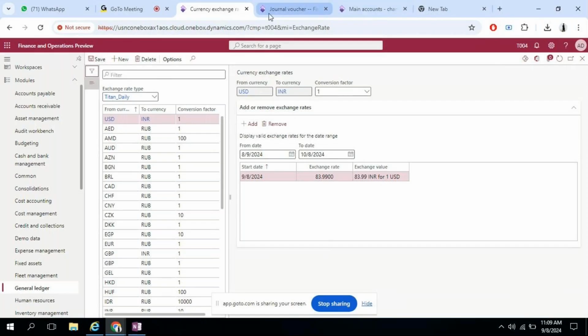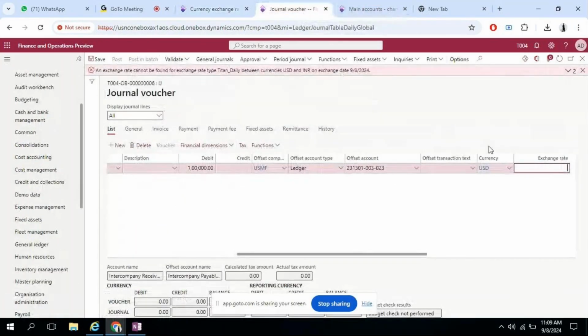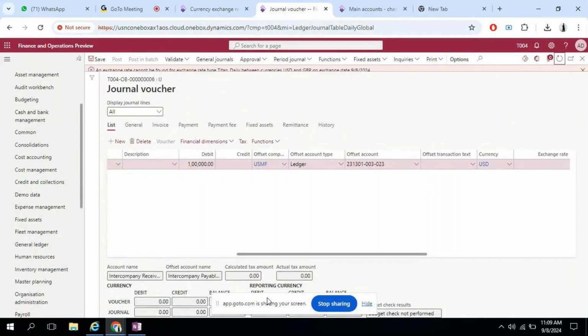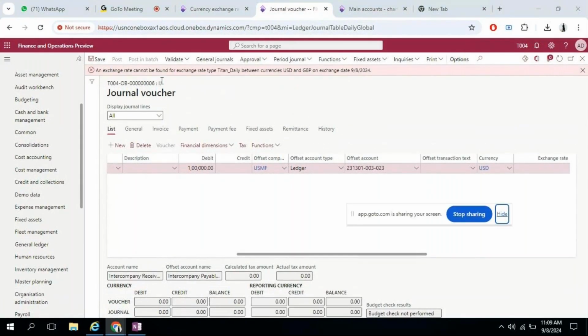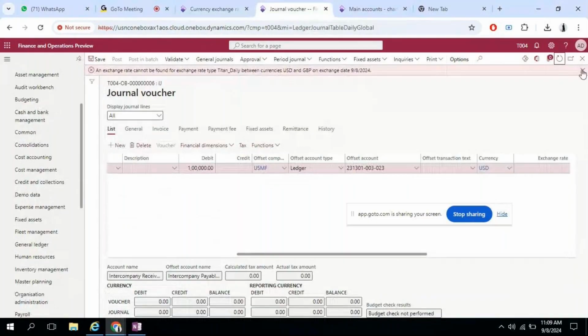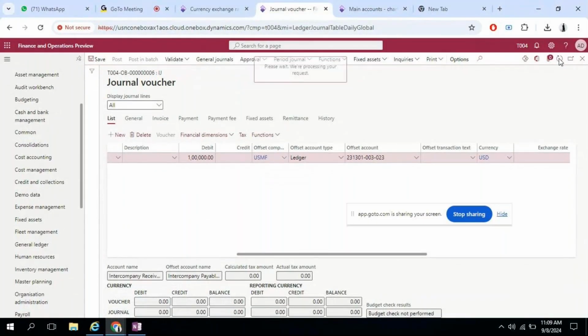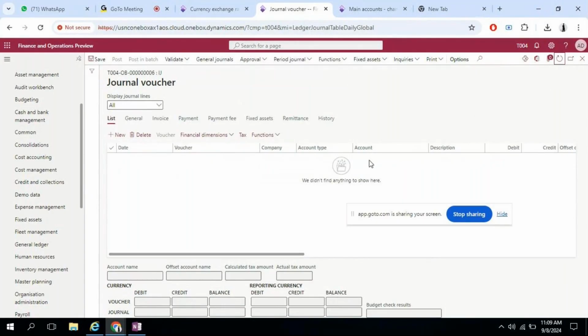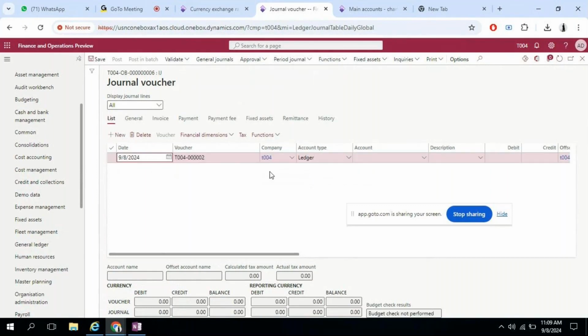Now if you go to the journal voucher and try to refresh it, once you refresh it, the system will say an exchange rate cannot be found. Okay, no problem. Save it first. So now it is saved. Let me close it and refresh it. So okay, what it has done, I think I need to create a new line again. No problem in it. Let's create a new line from here only.